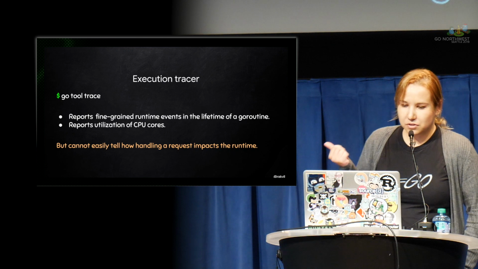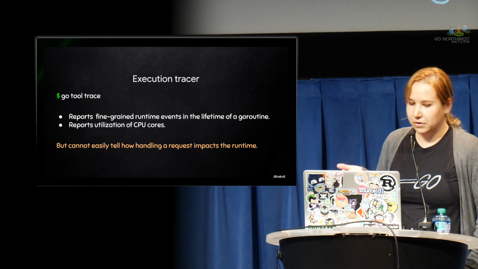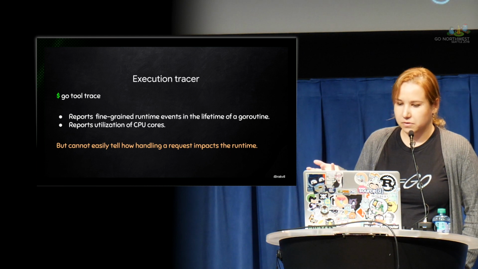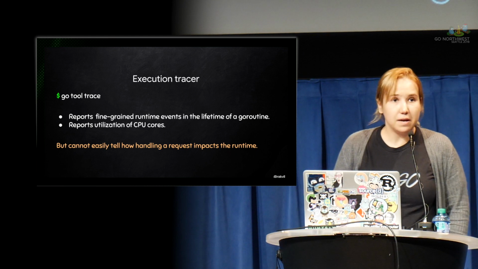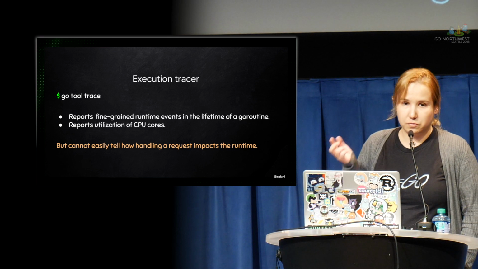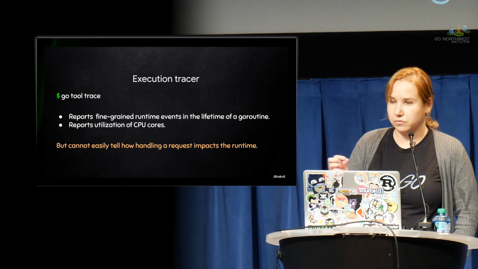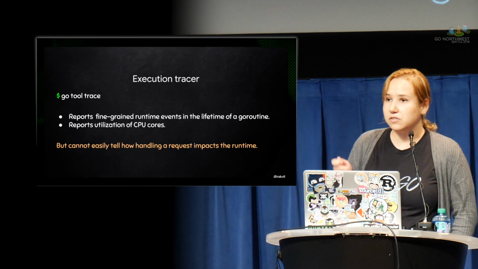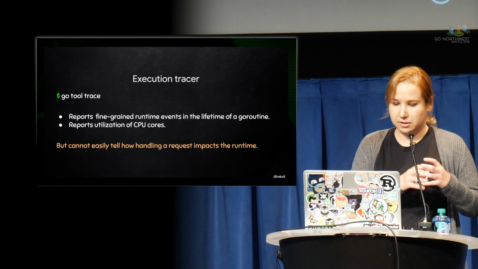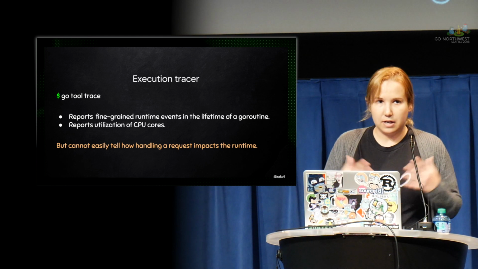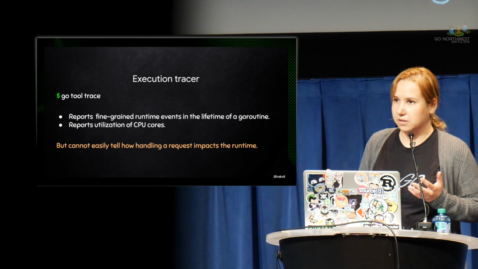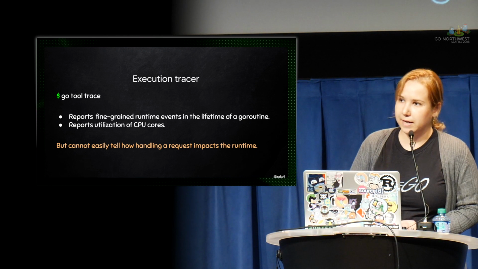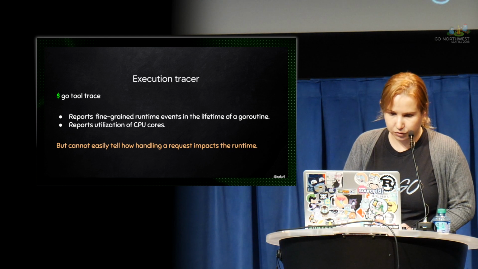So the Go execution tracer has been around for a long time. It's been contributed by Dmitry Vyukov. It's the current de facto way to diagnose the Go runtime, but what it does is report fine-grained runtime events from a goroutine and report utilization of the CPU cores. It cannot tell what specific user code is associated with the runtime events. And under high load, there's so much going on that it's practically not possible to isolate a specific request and see its impact, so this tool becomes not that useful.